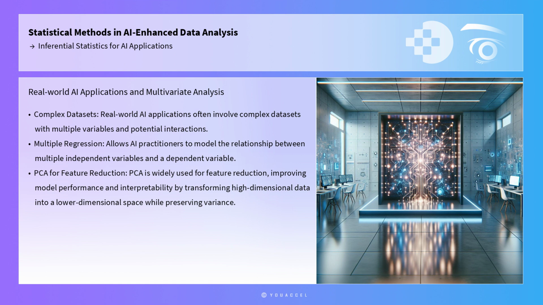Multiple regression, for instance, allows AI practitioners to model the relationship between multiple independent variables and a dependent variable, providing insights into which factors significantly influence outcomes. PCA is widely used for feature reduction, improving model performance and interpretability by transforming high-dimensional data into a lower-dimensional space while preserving variance.